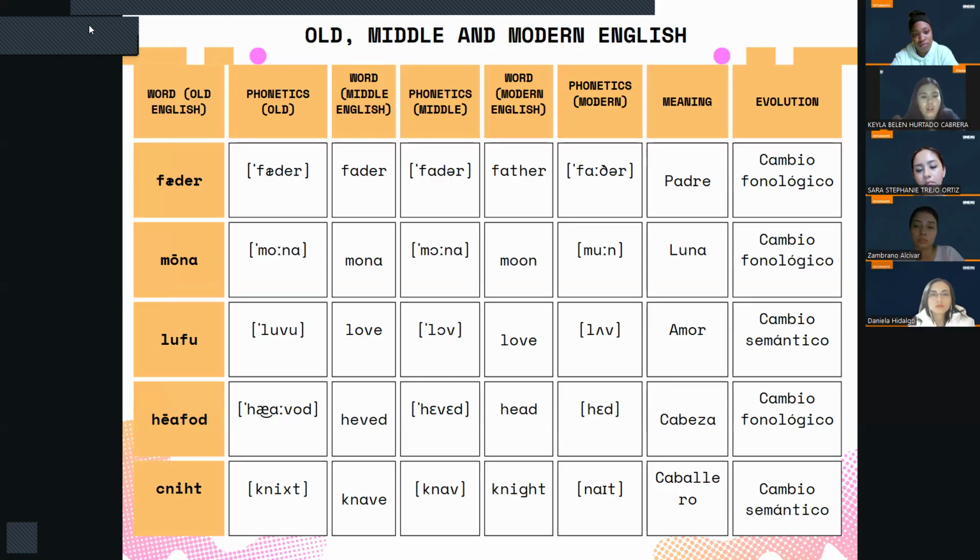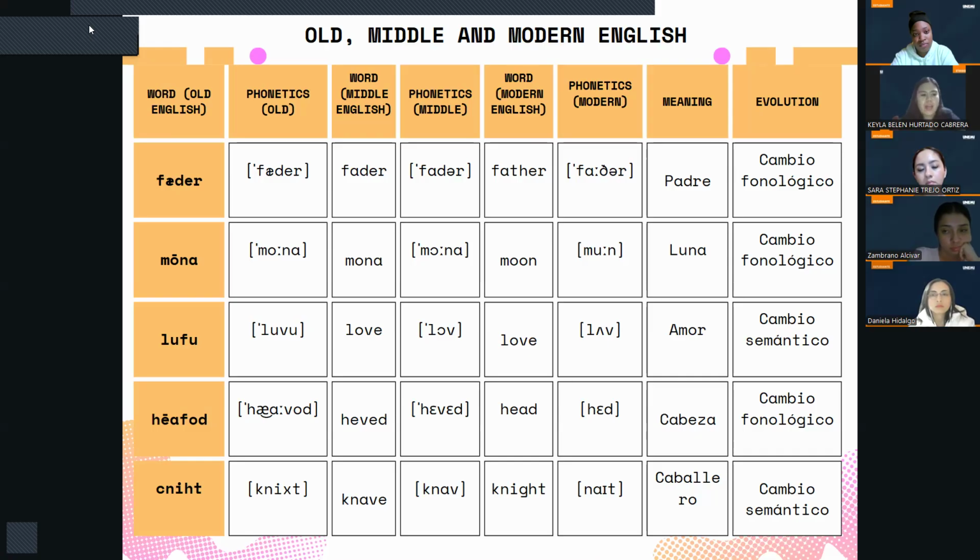father, mona, lufu, habban, niht. In modern English, it is father, moon, love, have, night.